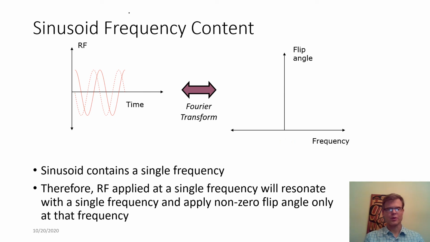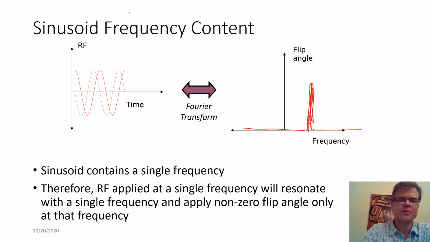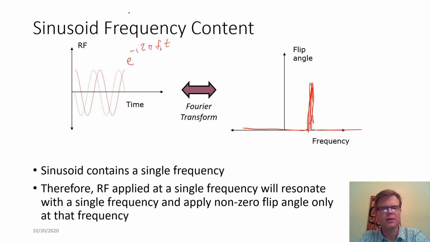To do that, first a quick review. Recall that if we just applied an RF pulse that really was just a single frequency, or a single sinusoid, we would create this kind of narrow range here of flip angle at some given frequency. Outside, this would be zero. The precise way to write that is with our complex exponential at a given frequency, but this is going to excite our spins only at or very near that given frequency. And we want to have a shape here that excites a range of frequencies.